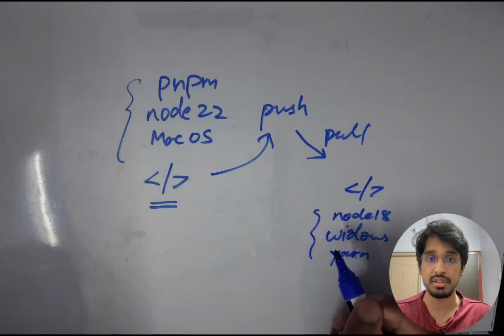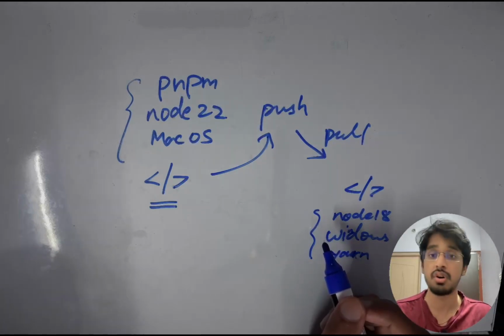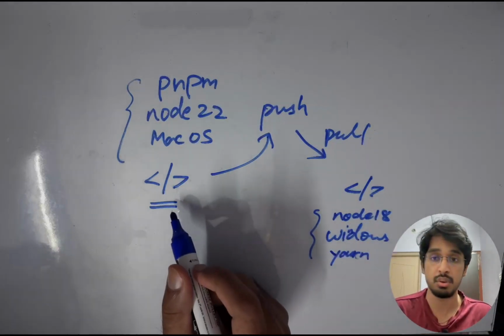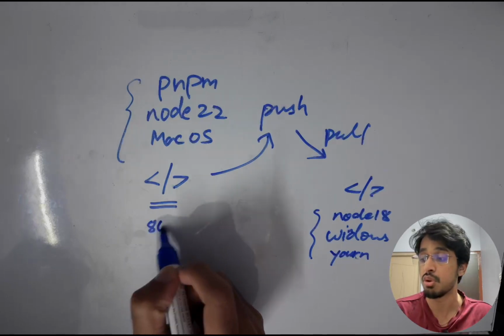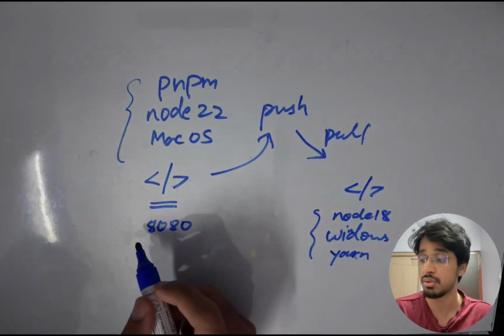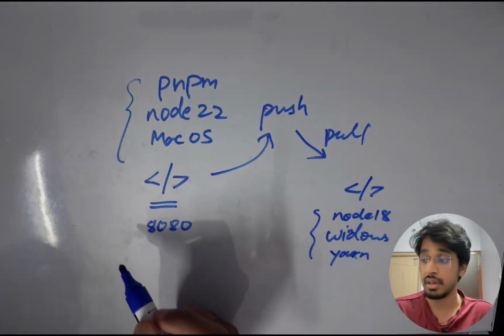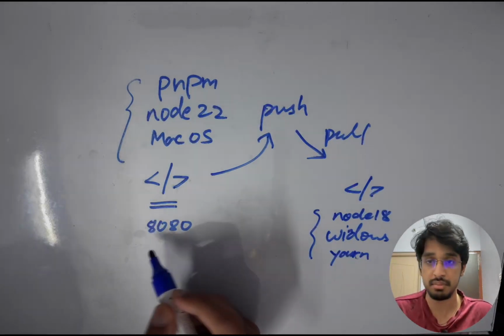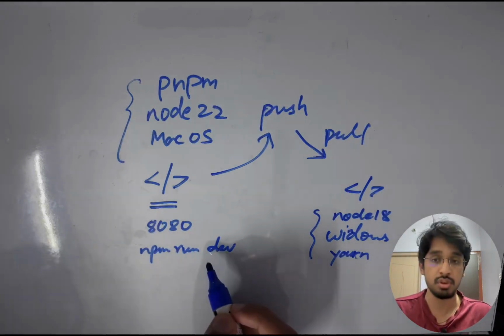The second problem is that we need to have a set of instructions on how exactly this particular code should be run. Like, let's say this is running on port 8080 and using PNPM and all of that stuff. And also the command to start the development server, that is npm run dev, and so on and so forth. So all of these instructions also need to be given.